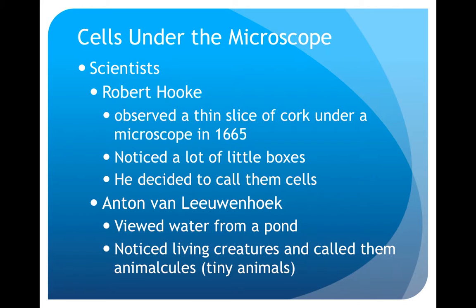So, cells under the microscope. First, two big scientists that had anything to do with the microscope were Robert Hooke and Antoine van Leeuwenhoek. Robert Hooke observed a thin slice of cork underneath a microscope in 1665. But before then, no one really used microscopes. They weren't established, they weren't around, so it was really hard to see the world microscopically as we know today. At that point, it was still kind of a blurry image. He noticed a lot of little bitty boxes within that cork, and he decided to call them cells. So that's how we get the term cells.